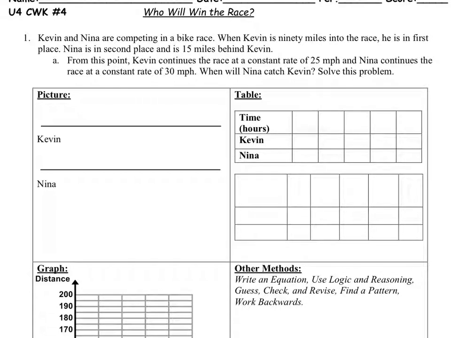So the first thing we need to do is draw a picture of Kevin. So there's a bicycle right there with Kevin. Kevin's on a bicycle. I don't know how to draw a bicycle, you guys. And then we got Nina, who's also on a bicycle, and maybe it's one of those ones that leans like this.